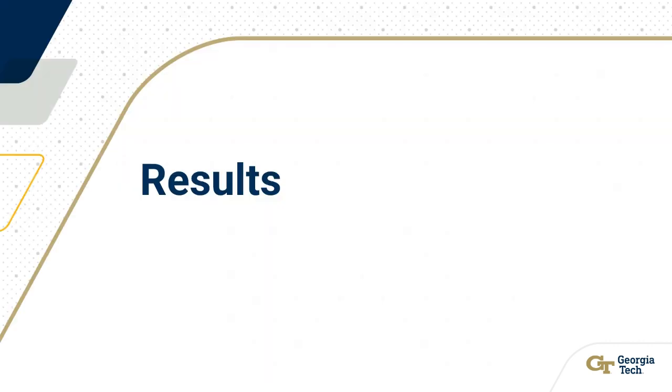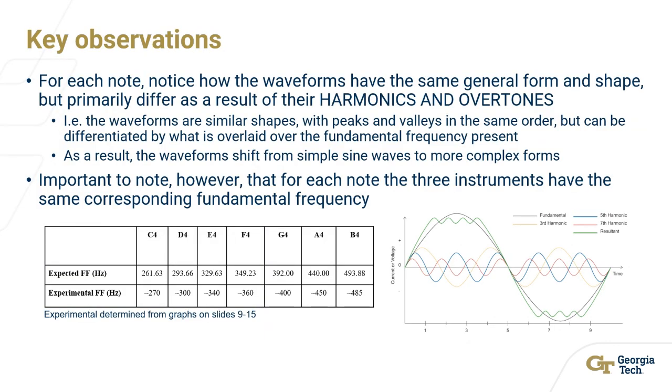And now we'll go into analysis for this. So note how for each graph, the waveforms have the exact same general form, shape, and frequency due to the fundamental frequency, but they look different due to their harmonics and overtones. So this means that the waveforms are similar shapes with peaks and valleys in the same order and magnitude, but differentiated by what is overlaid.